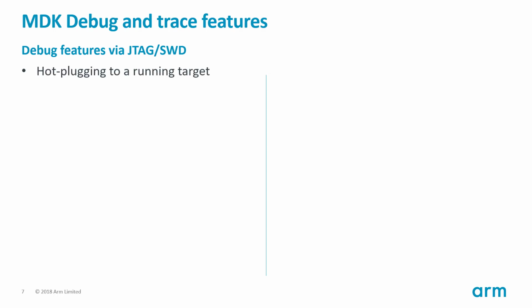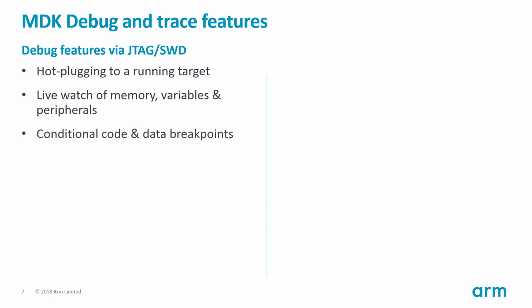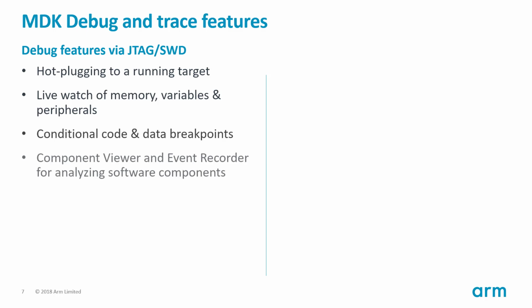MDK supports hot plugging to a running target for status monitoring. It allows live watch of the program execution with value displays. It supports code and data breakpoints and provides status and event views for software components and user annotations.